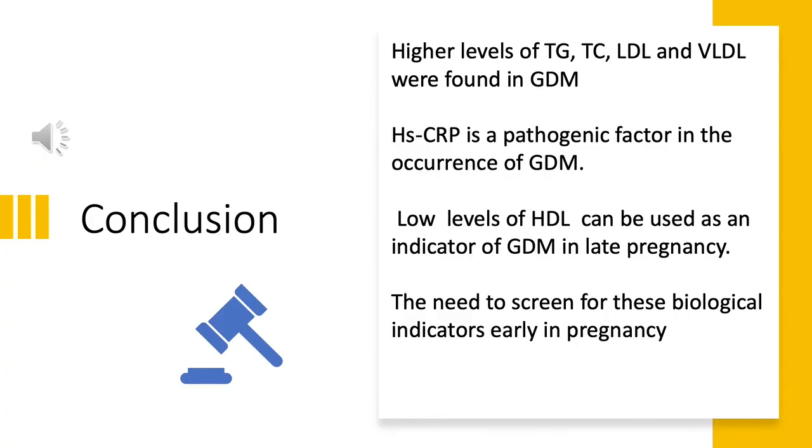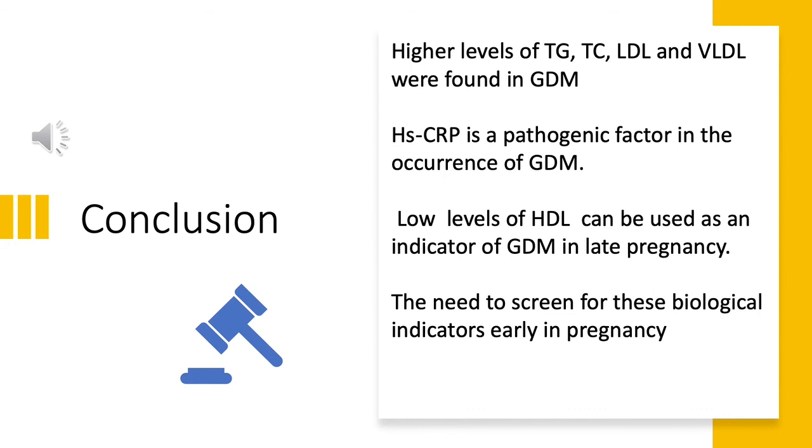In comparison with the control group, higher levels of TG, TC, LDL, and VLDL were found in subjects who developed GDM in early and mid-pregnancy. Therefore, these high levels in the early second trimester can be considered a strong predictor of GDM in the later stage of pregnancy. The result of this study also suggests that hs-CRP is a powerful pathogenic factor in the occurrence of GDM.